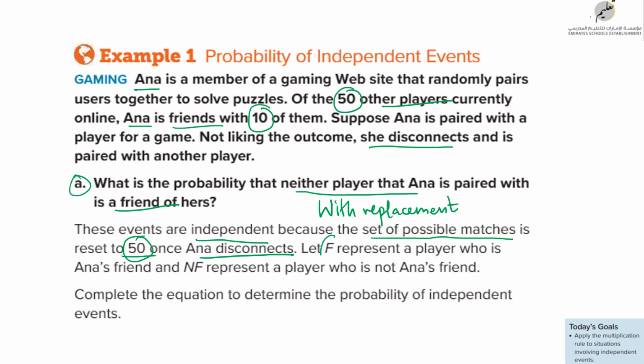So let F, capital F, represent a player who is her friend, and capital NF represent a player who is not her friend. So these are just symbols that we use.